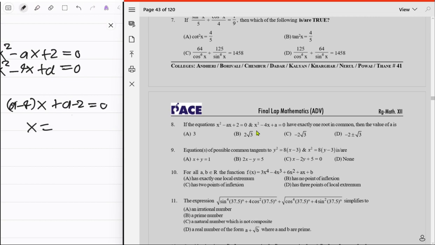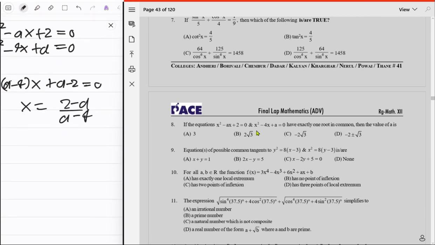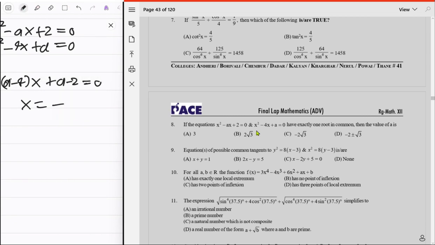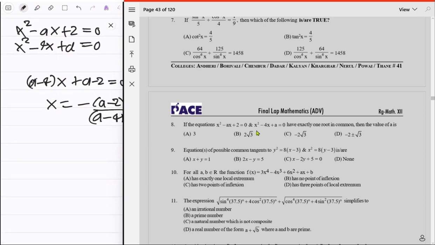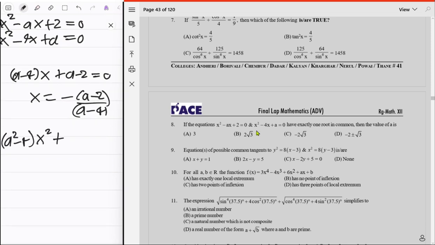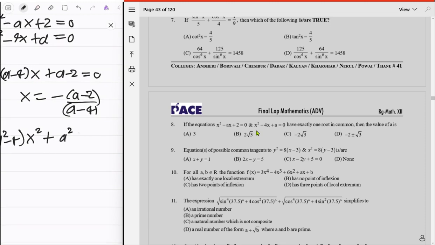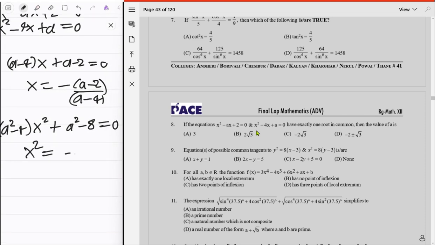Just get this thing, a minus 4 times x plus a minus 2 is equal to 0, right? X is just equal to 2 minus a upon a minus 4, or like it's a negative of a minus 2 upon a minus 4. Is that right? Yeah, okay, so अपने को x मिल गया, and then we also want x square in a similar fashion. So क्या आएगा, इसको 4 से मल्टीप्लाई करो, इसको a से मल्टीप्लाई करो, and then just subtract.